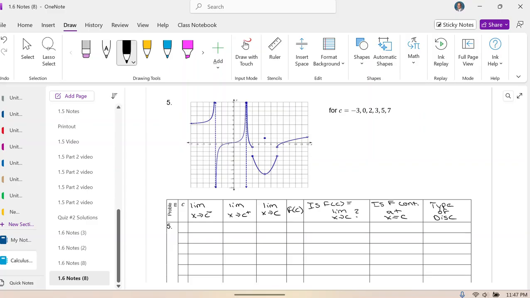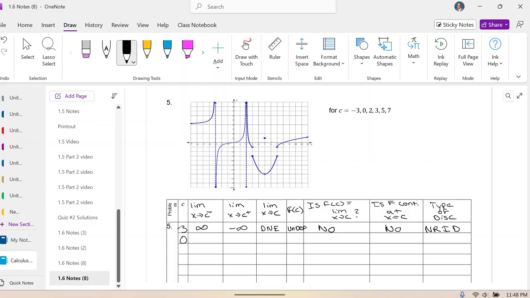Okay. So for the first one, -3, notice -3 is right here at the asymptote. So from the left, it goes to infinity. From the right, it's going down to negative infinity. That means the limit does not exist. The function value is undefined. No, no. And this would be an infinite discontinuity, non-removable infinite discontinuity, NRID.